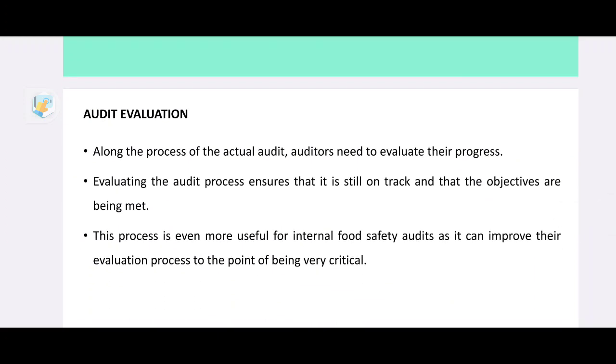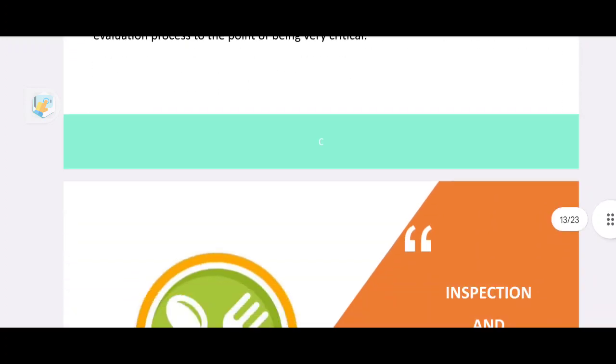Last step is the audit evaluation. Along the process of the actual audit, auditors need to evaluate their progress. Evaluating the audit process ensures that it is still on track and that the objectives are being met. This process is even more useful for internal food safety audits as it can improve their evaluation process to the point of being very critical.